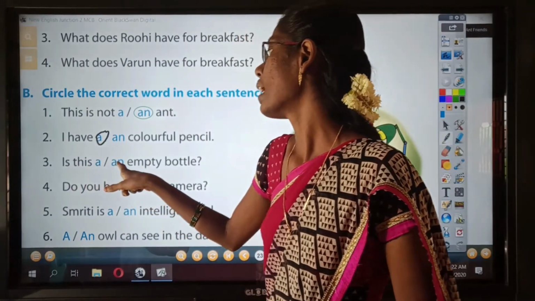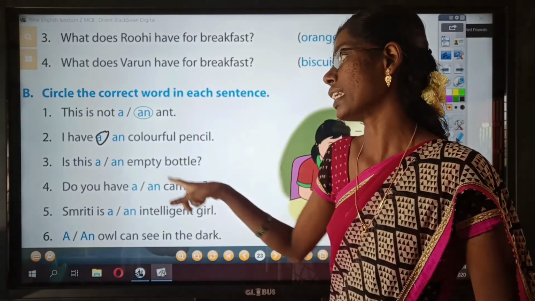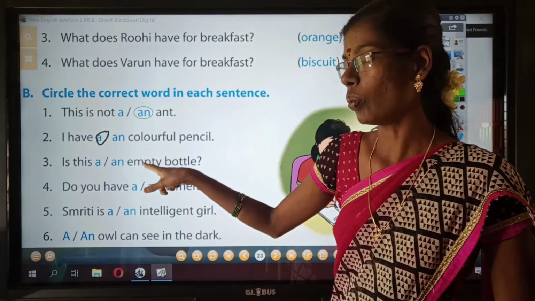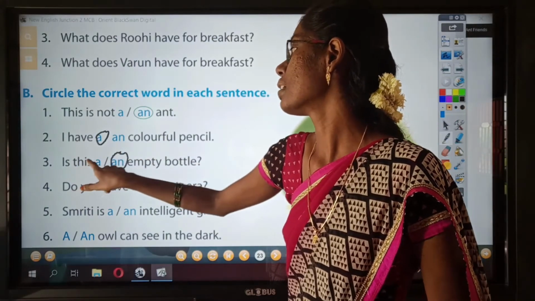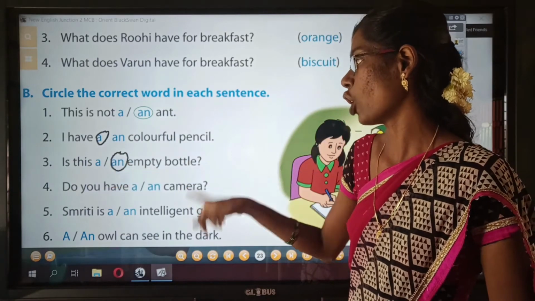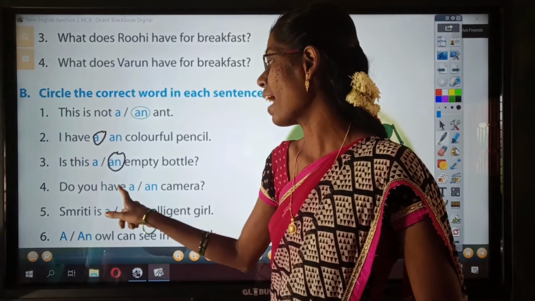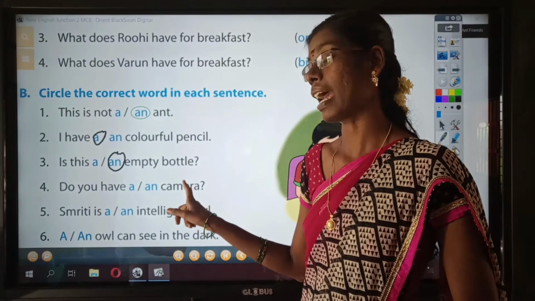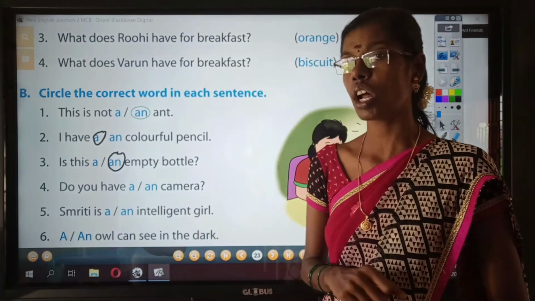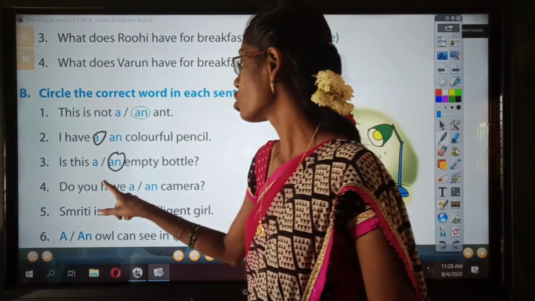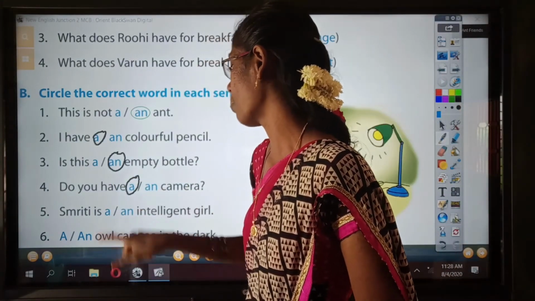Is this a or an empty bottle? Empty. It is a vowel. So before a vowel sound, we will use an. Is this an empty bottle? Do you have a or an camera? Camera starts with C, it is a consonant. So before a consonant sound, what will we use? We will use a. So, do you have a camera?